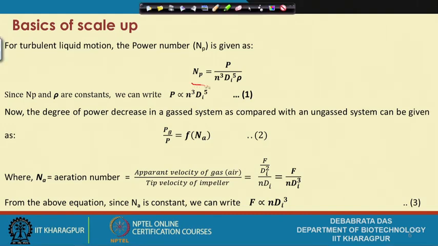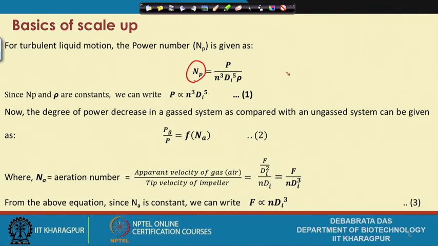Now, this is what you call the power number. Power number equals P over rho N cubed Di to the power 5, where P is the power drawn by the agitator, N is the rotational speed, Di is the diameter of the impeller, and rho is the density. There are different types of agitator, am I right? And for different types of agitator at different Reynolds numbers, what is Reynolds number? Reynolds number indicates the flow characteristics of the fluid.